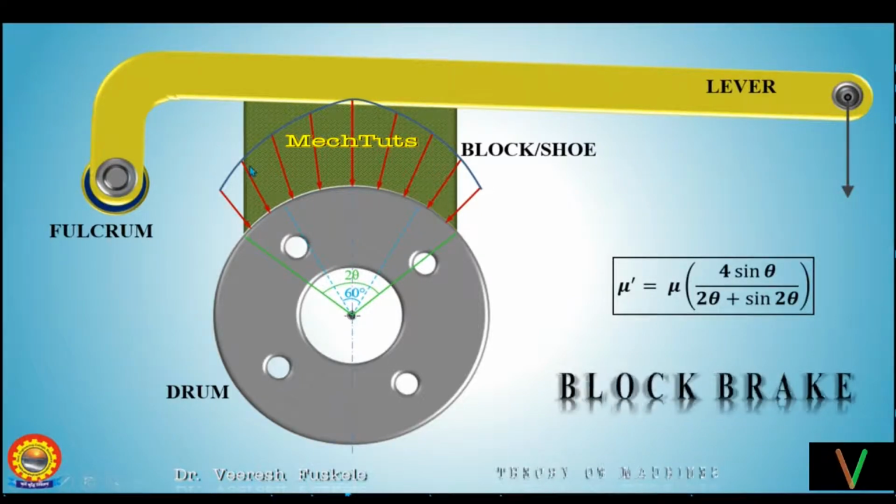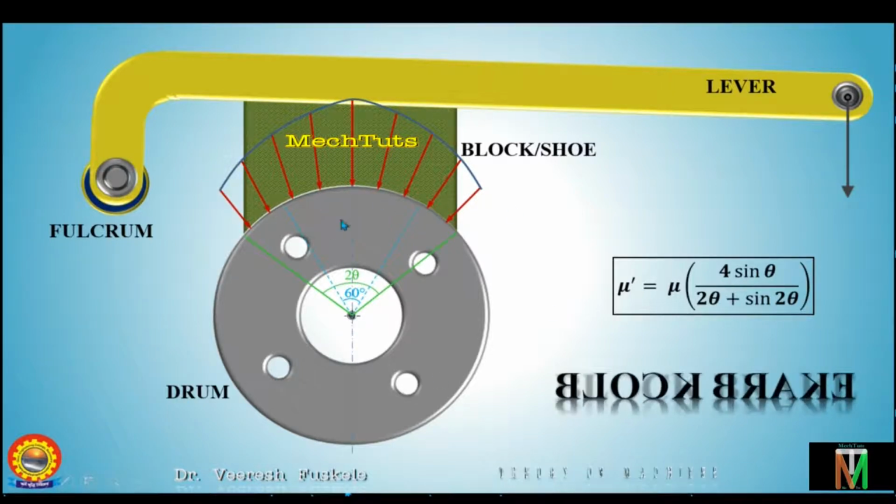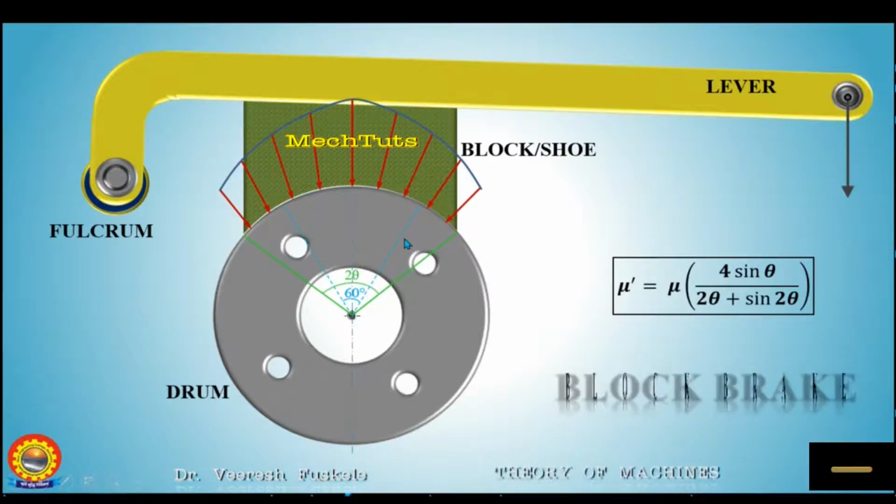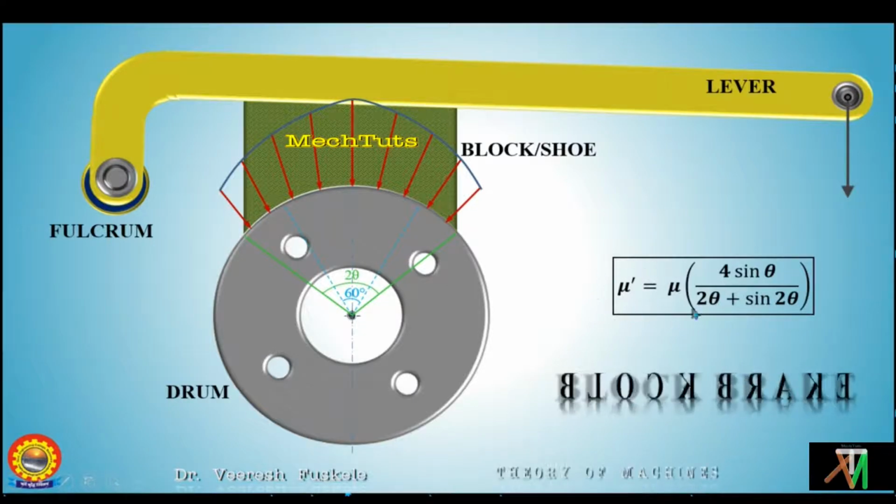So the variation of pressure or variation of the force will have a varied friction coefficient. So the concept is such that the equivalent force or the concentrated force that will be acting on this drum should apply the same frictional torque. So for that, the equivalent friction coefficient is given by mu dash is equal to mu into 4 sine theta divided by 2 theta plus sine 2 theta.